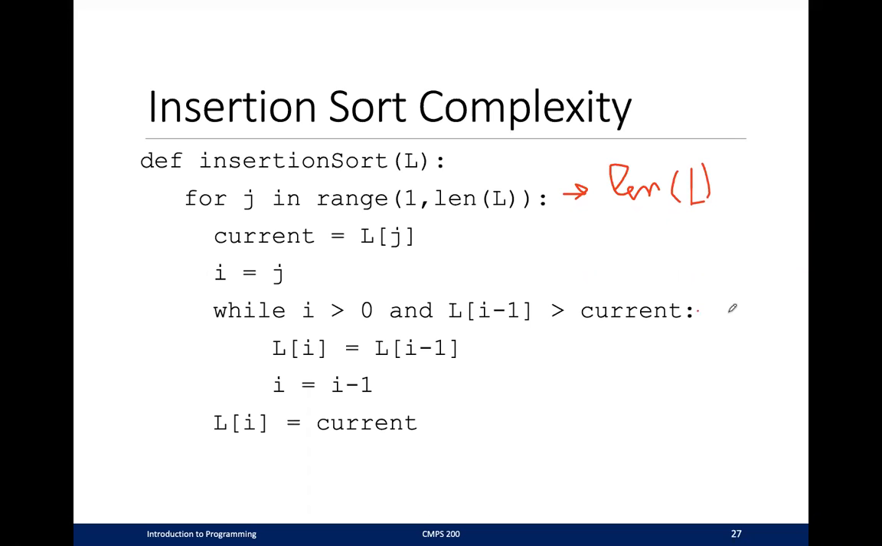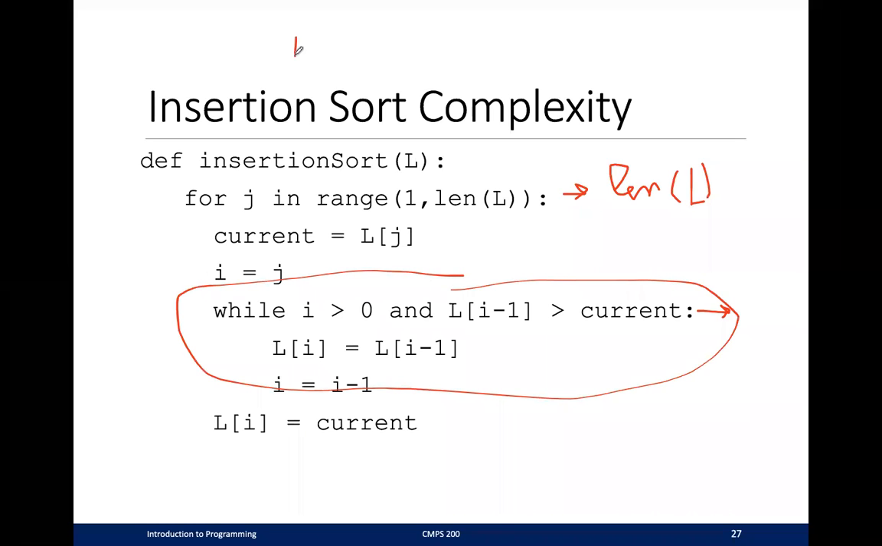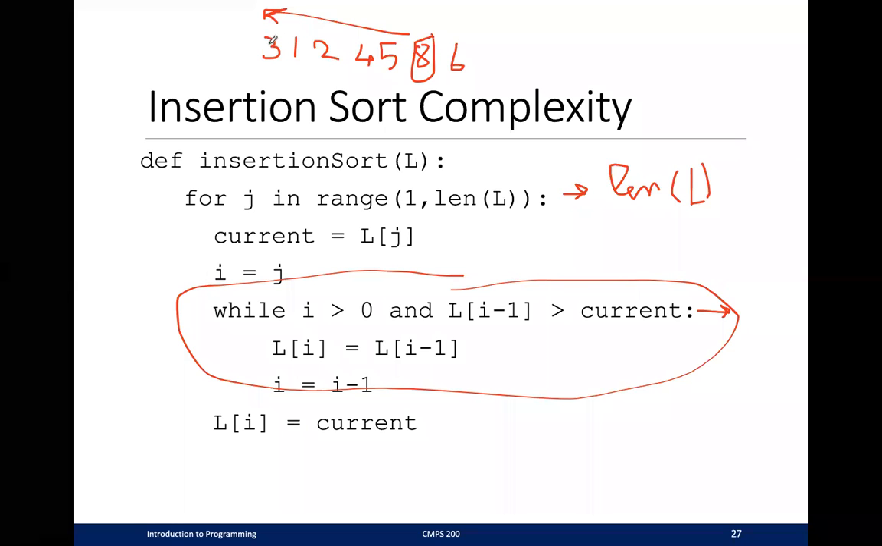The second loop, this one is a little bit tricky. The while loop, right, runs, what is the worst case? Again, remember we're doing the maximum. So in the worst case, how many times will it have to run? Remember the second loop, its job is to compare the current element to all previous elements. This is the while loop. It starts from here, compare all the elements. So in the worst case, I will have to go all the way back.